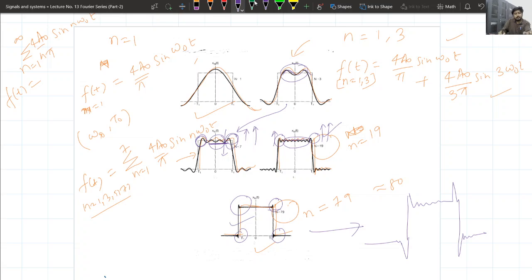Suppose we have done around 79 summations, up to the 79th harmonic. You can see the ripples in the continuous region have smoothened out, or you can say the ripples have shifted towards the points of discontinuity.